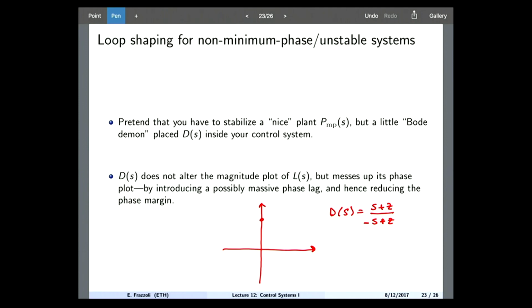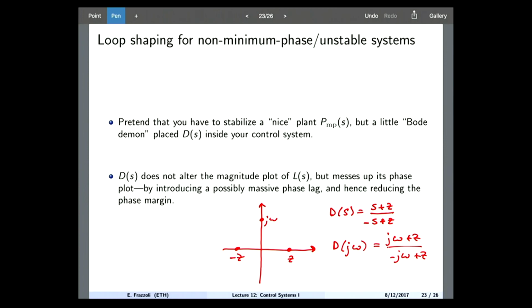So remember that what I want to do is compute D of j omega, right? Which is j omega plus z over j omega minus z. Okay, this is j omega. And let's say that this is minus z, and this is z. Okay?